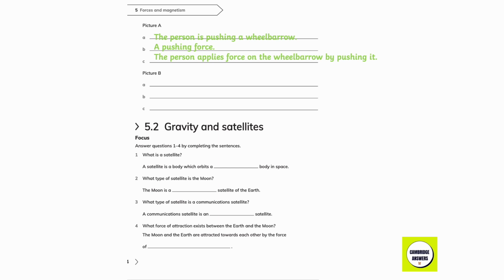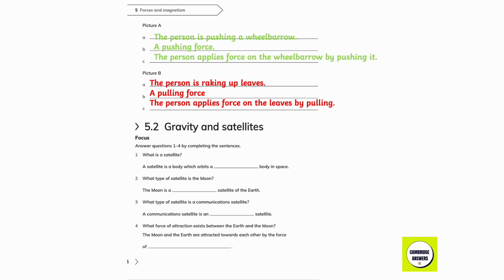Picture A. The person is pushing a wheelbarrow. B. A pushing force. C. The person applies force on the wheelbarrow by pushing it. Picture B. The person is raking up leaves. B. A pulling force. C. The person applies force on the leaves by pulling.